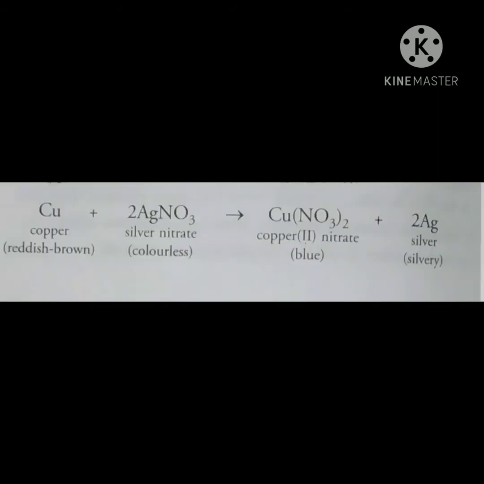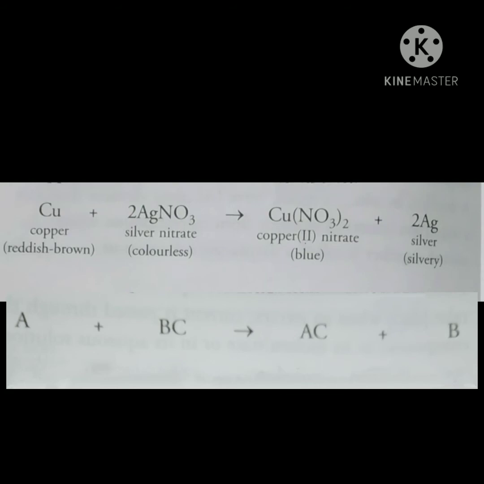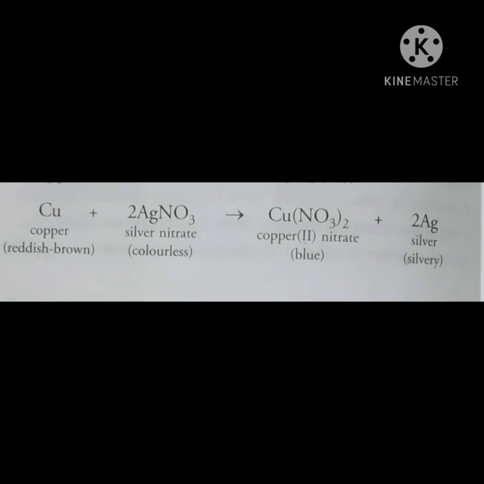Next example is the reaction of copper and silver nitrate. If you see the reaction, copper Cu is A, Ag is B, NO3 is C. So B will be replaced by A, so the product will be AC, that is CuNO3, and B has been replaced. In this reaction also, note down the color change. The reactants, copper is reddish brown, whereas silver nitrate is colorless. The product, copper nitrate, is blue in color, and silver is obviously silvery in color.